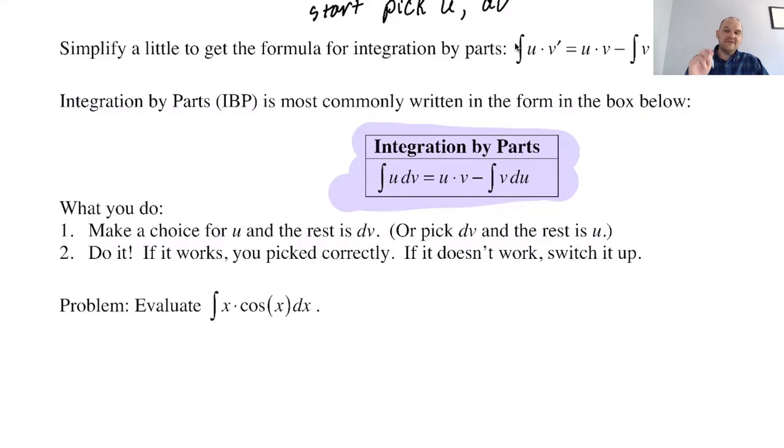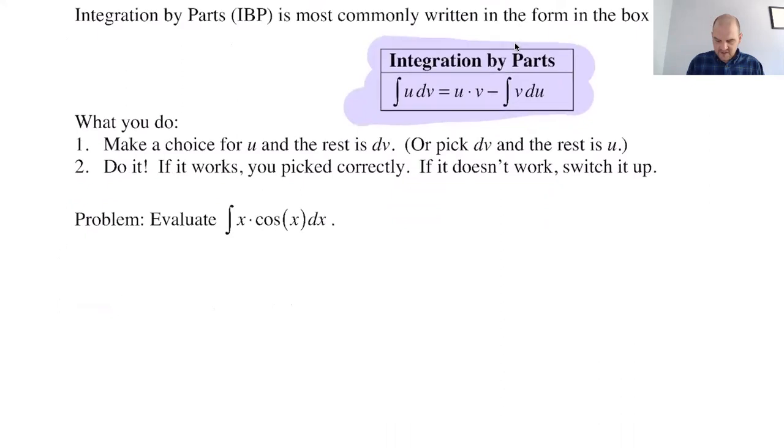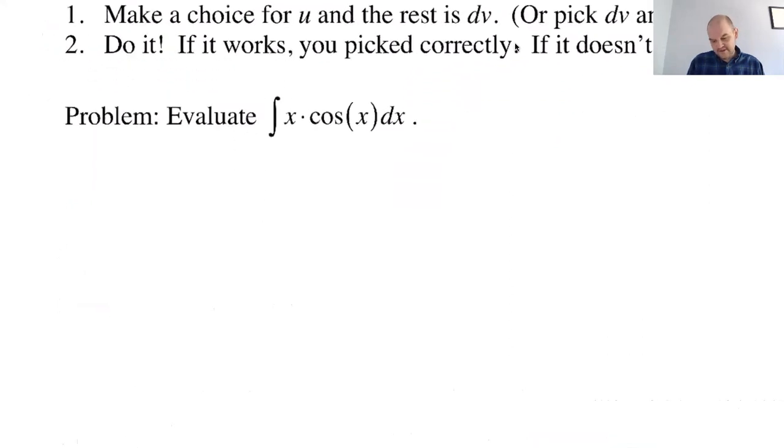You pick dv, you need to be able to integrate that. So if you can't integrate what you think dv is, then you can't do it. So then you make different choices, and if the different choices work, they work. If they don't work, it might be a different type of problem. So let's actually do one and see how it goes.